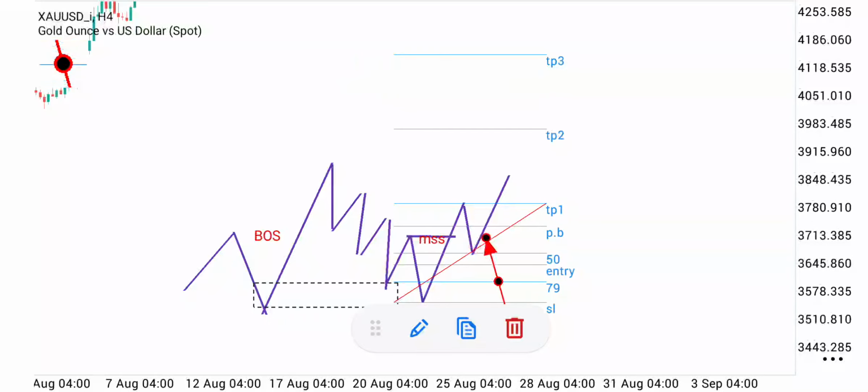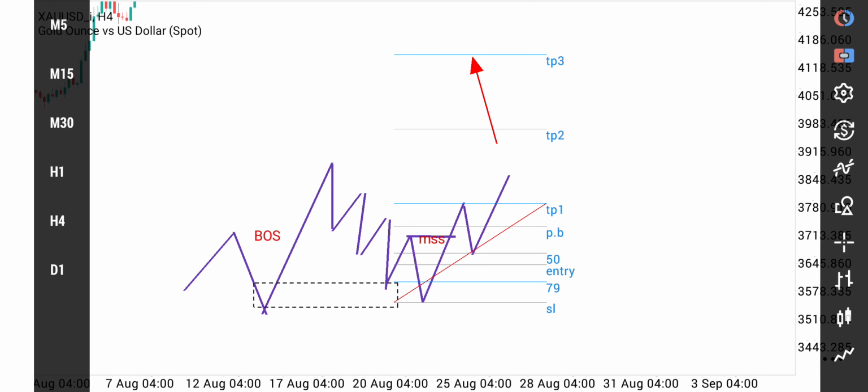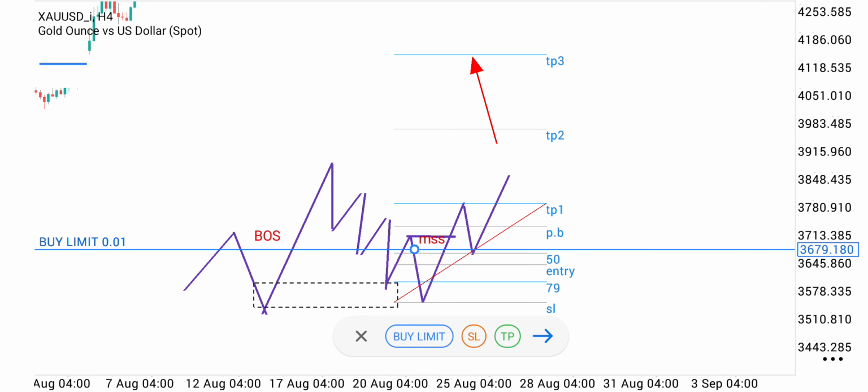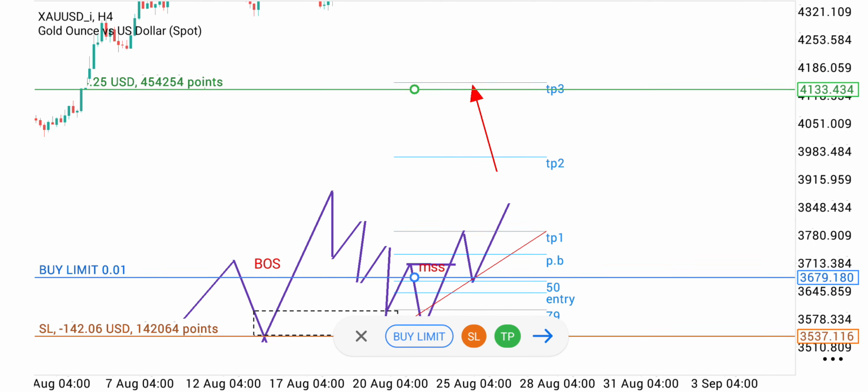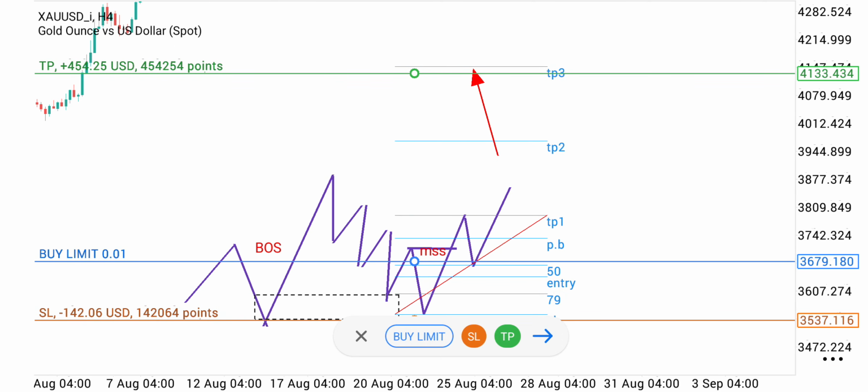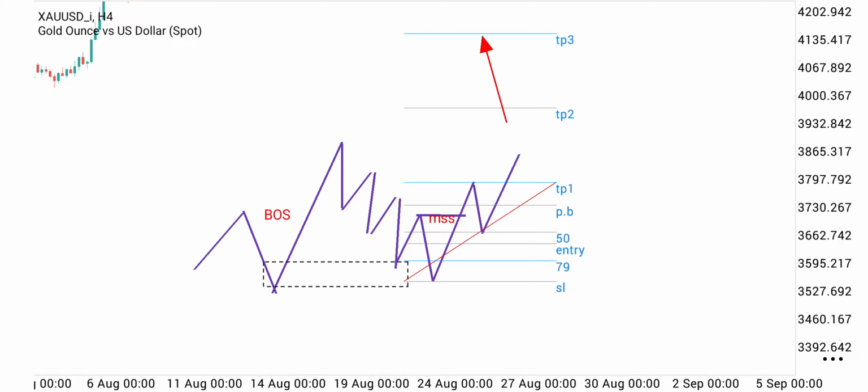So my entrance is somewhere around this area or this 50% zone. Then I would expect the price to go somewhere around there. So I would place my buy limit somewhere around here, then my TP somewhere around here. Right, that is how I use my entrance.